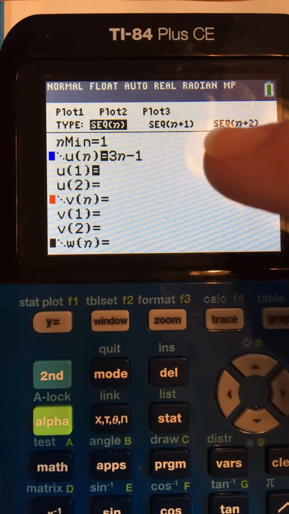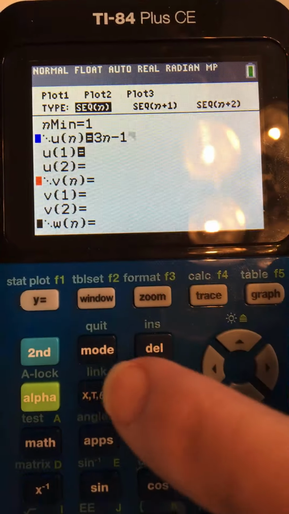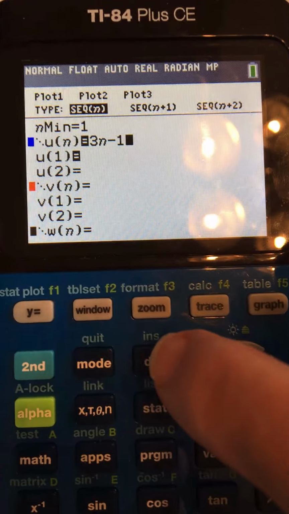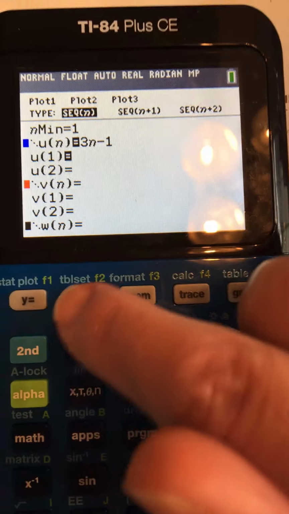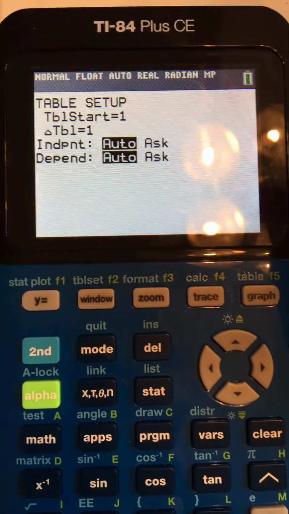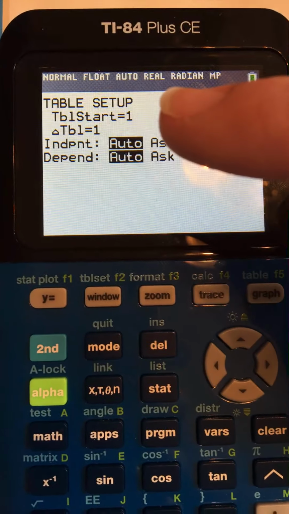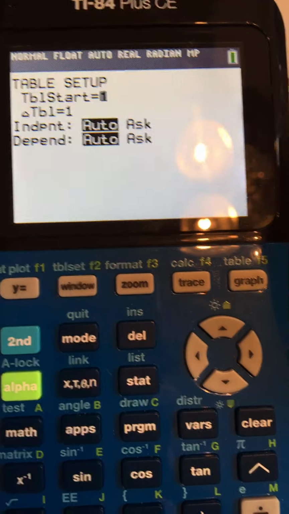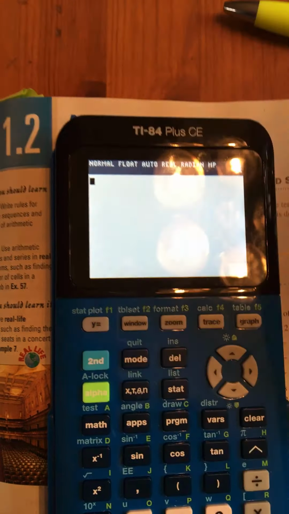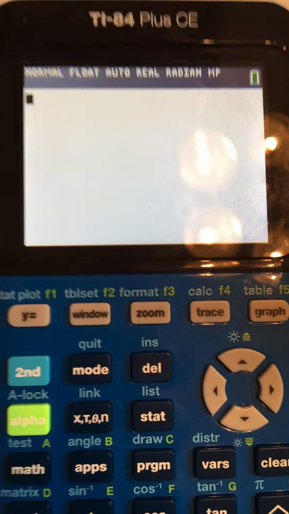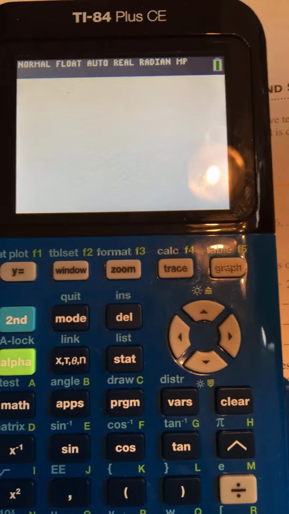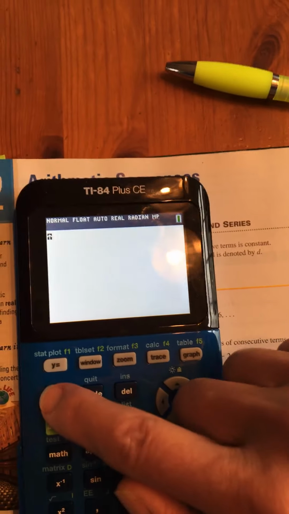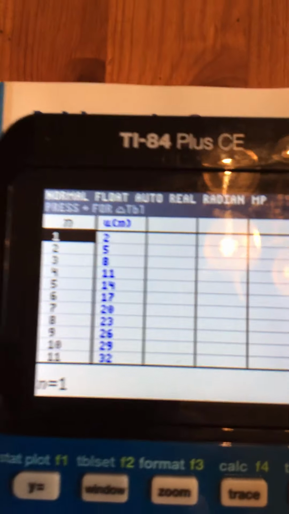Now I need to go to table set. So you go to table set, it's right there, second of window. And I want my table to start at 1, so it does, and I want it to change by 1. So I'm good on that one. So I can get out of this, second mode to quit out of that. Now I'm going to go to table. So second graph, and here are my values.